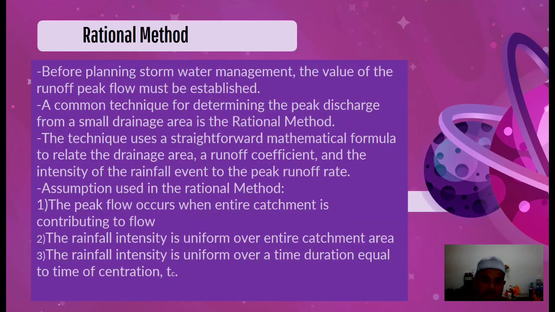Next, we jump to the method that is being used, which is the rational method, where before planning stormwater management, the value of the runoff peak flow must be established. A common technique for determining the peak discharge from a small drainage area is the rational method. This technique uses a straightforward mathematical formula to relate the drainage area, the runoff coefficient, and the intensity of the rainfall event to the peak runoff rate. Here are some assumptions used in the rational method. First, the peak flow occurs when the entire catchment is contributing to flow. Next, the rainfall intensity is uniform over the entire catchment area. And lastly, the rainfall intensity is uniform over a time duration equal to the time of concentration, which is TC.